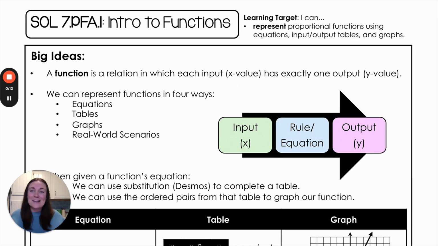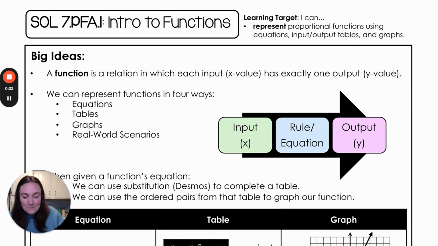So you can see up at the top, a function is a relation, which means basically just a big set of numbers, in which each input, which is going to be an x value, so we're going to plug in a number for x, has exactly one output or y value. So if I plug in the number 1 and I follow some rule or equation, I'm going to get that same y value out every single time, and that's what makes something a function.